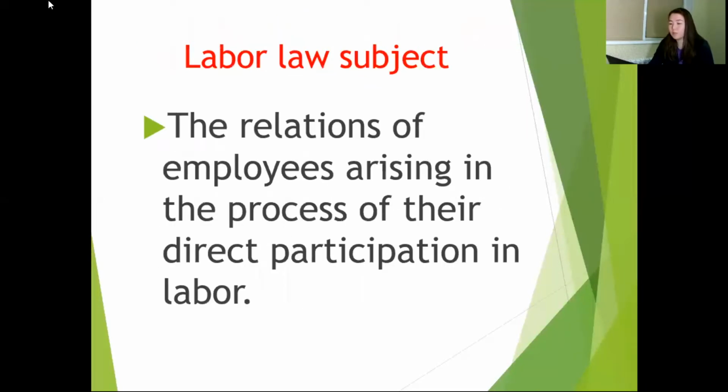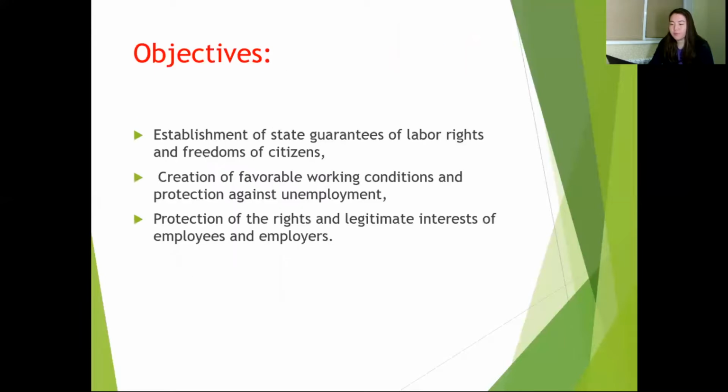Look at the slide, please, and the main thing that you need to memorize is the law subject: the relations of employees arising in the process of their direct participation in labor. Objectives: establishment of state guarantees of labor rights and freedoms of citizens, creation of favorable working conditions, and protection against unemployment, protection of the rights and legitimate interests of employees and employers.